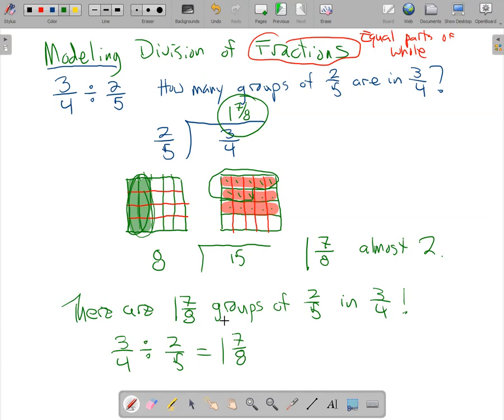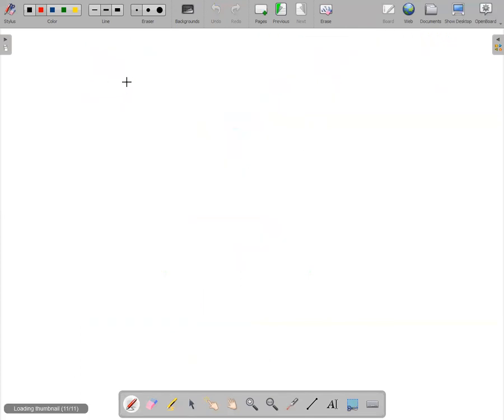Now, this idea also leads to a fun method for division of fractions. And that method is find a common denominator and then throw out the denominator. So what do I mean by that? So check it out. Let's get to a new page here. I want to take 3/4 and divide by 2/5.